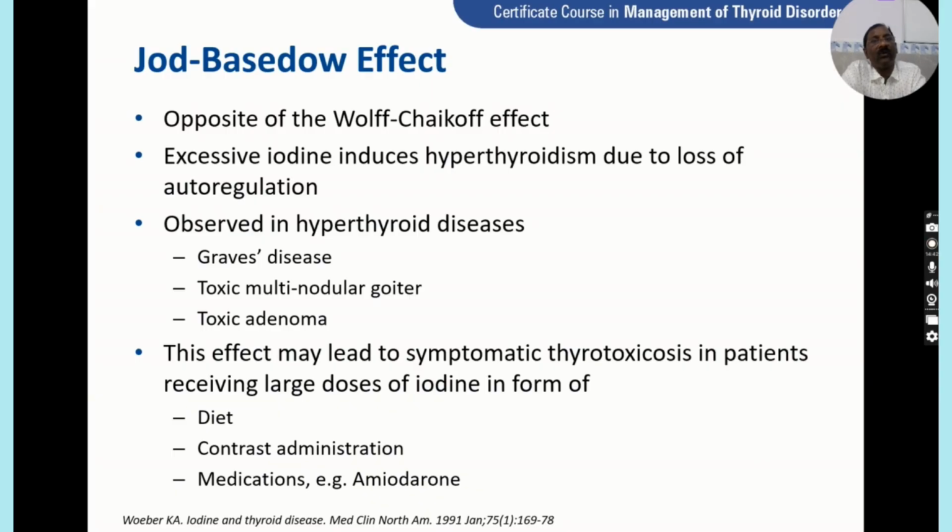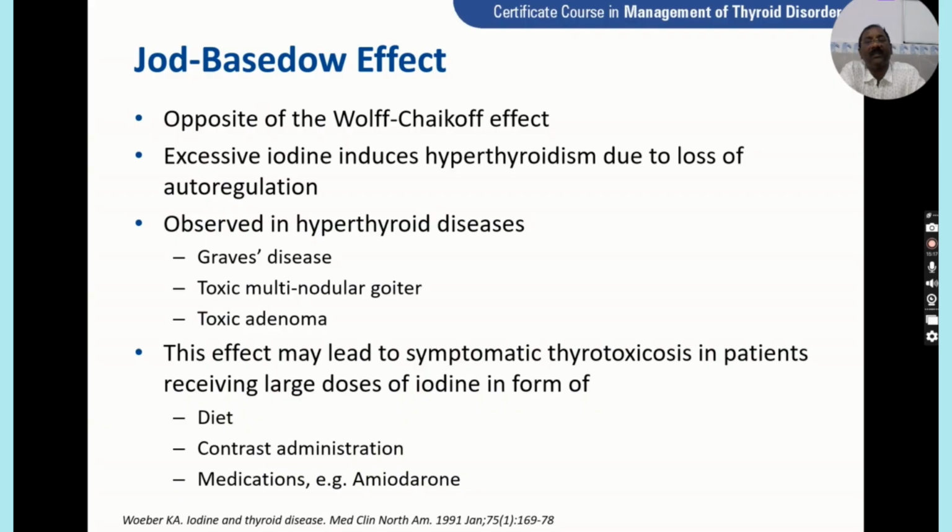So what happened in the Wolff-Chaikoff effect? More iodine is there, so definitely you would get hyperthyroidism, but there will be a leak of this iodine from the thyroid tissue and there will be autoregulation. That's how you maintain euthyroidism. Otherwise they get hypothyroidism. But here there is total loss of the autoregulation. So whatever iodine enters the cell, there will be hypersecretion and hyperthyroidism. So the Jod-Basedow effect is hyperthyroidism due to the loss of autoregulation.